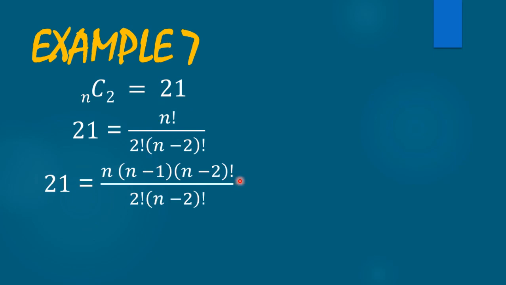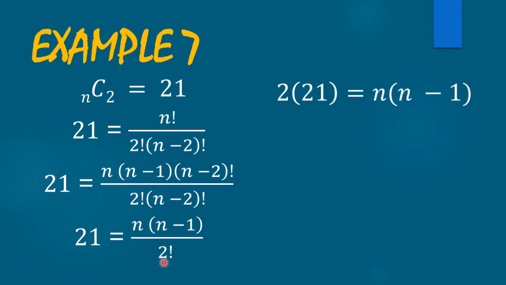(n minus 2) factorial. Why do we need to stop with (n minus 2) factorial? It's because the denominator has (n minus 2) factorial, so we can now cancel the expressions. As we cancel this, we'll have 21 equals n times (n minus 1) over 2 factorial. And we all know that 2 factorial is equal to 2. So we can have 2 times 21 is equal to n times (n minus 1). 2 times 21 is equal to 42.